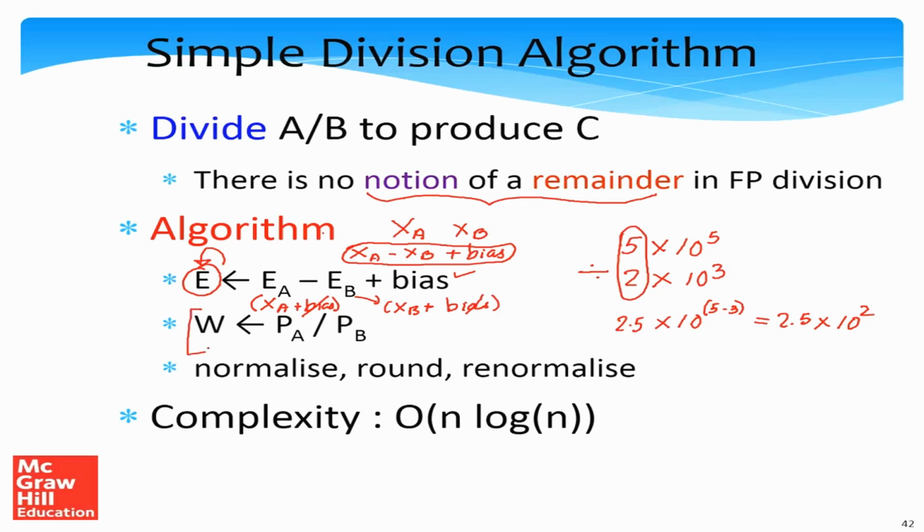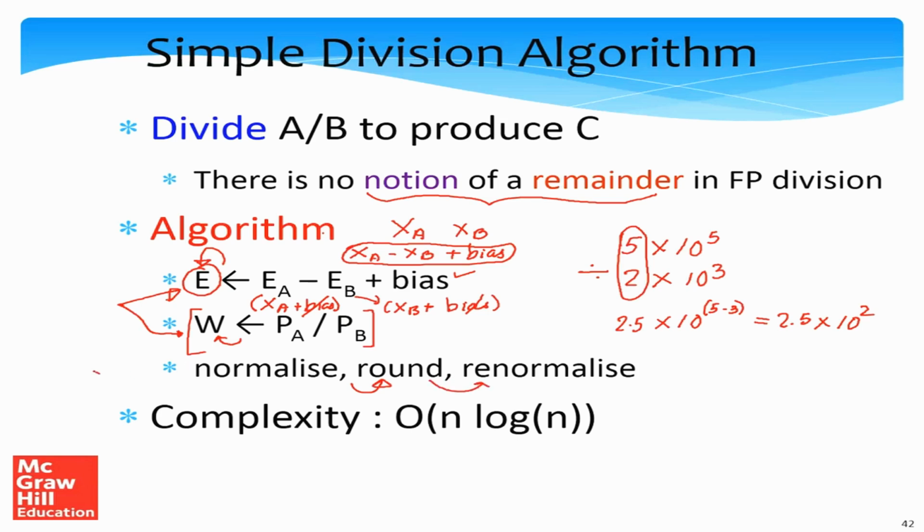Subsequently, what we do over here is that we divide the significands. So we divide PA by PB, and we save that in the result W. So E and W is the standard convention that we have been using up till now. After this, we normalize the result. If some bits were discarded, we do some rounding, and then we renormalize.